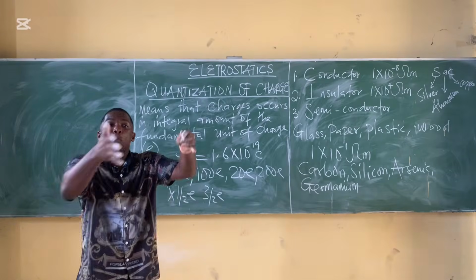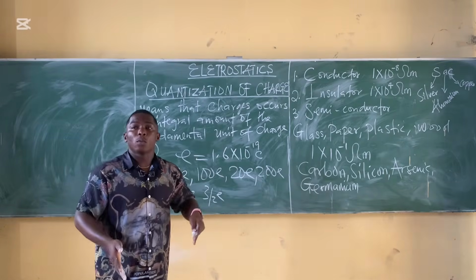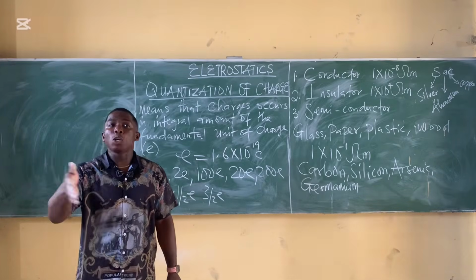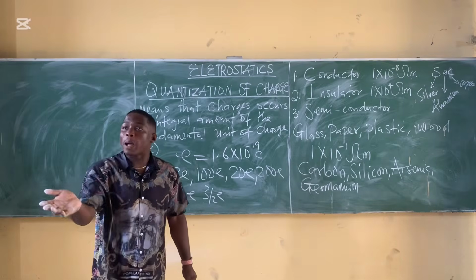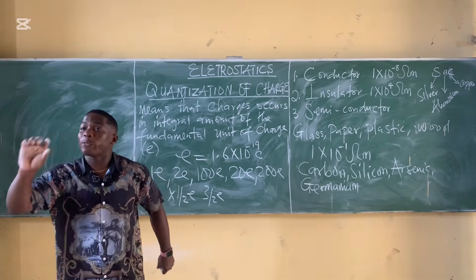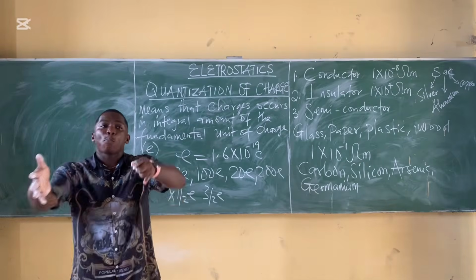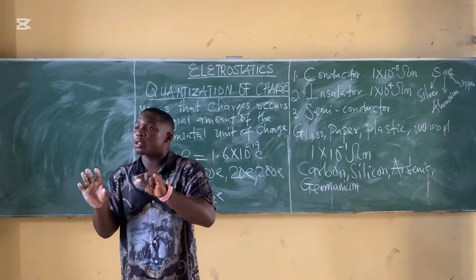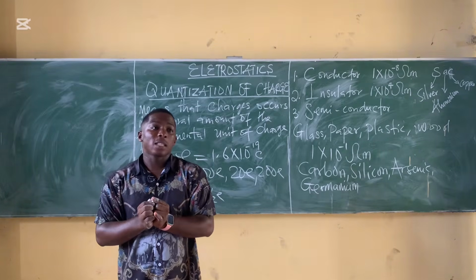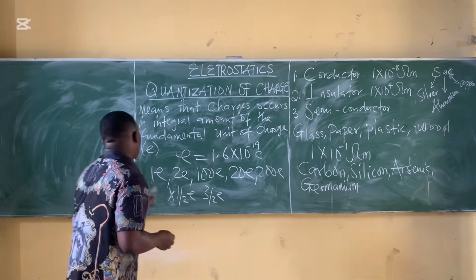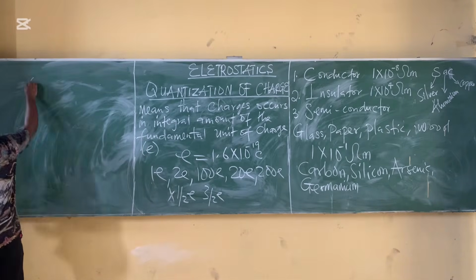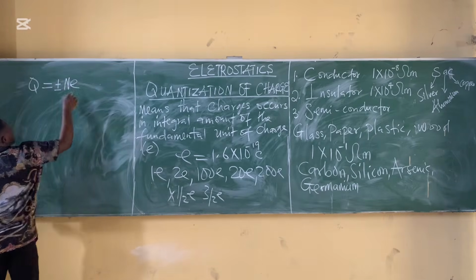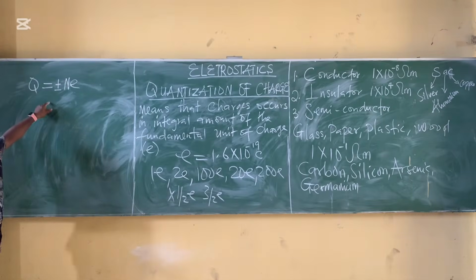Assigning a positive integer or a positive number to charge. Somebody might ask, is it only positive numbers? What about negative numbers? Yes, you can have a negative number, provided it is not a fraction. Assigning positive or negative numbers to charges is what we refer to as quantization of charge. The formula for quantization of charge, Q is equal to plus or minus ne. This is the formula for quantization of charge.